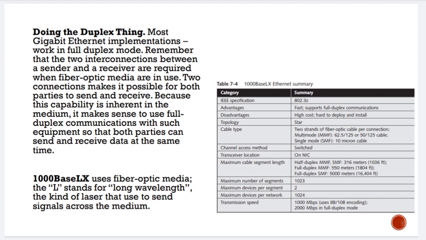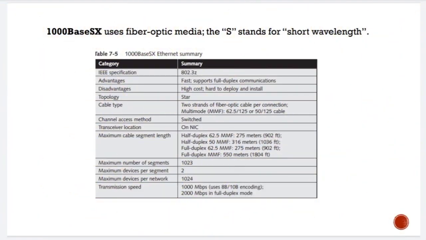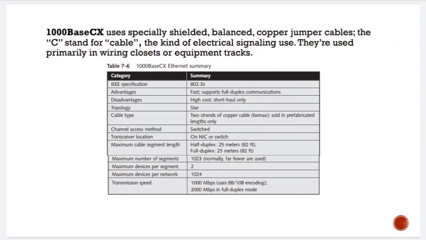1000BaseLX uses fiber optic media. The L stands for long wavelength, the kind of laser used to send signals across the medium. 1000BaseSX uses fiber optic media, and the S stands for short wavelength. 1000BaseCX uses specially shielded, balanced copper jumper cables. The C stands for cable, the kind of electrical signaling used. They are used primarily in wiring closets or equipment racks.